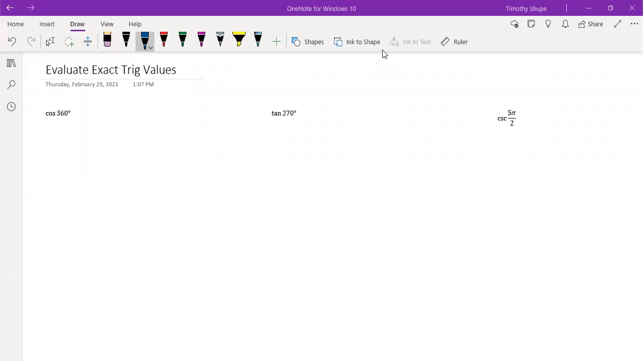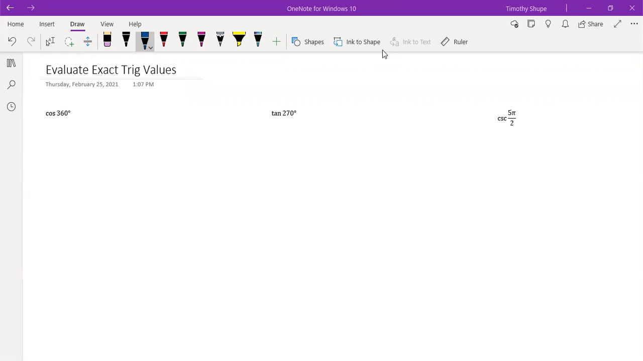The next thing that we want to be able to do is evaluate these trig functions when the angle doesn't land on one of our special triangles, the 30-degree angles, the 45s, or the 60s. So let's go ahead and take a look at these three examples here. The first one we want to look at is the cosine of 360 degrees.